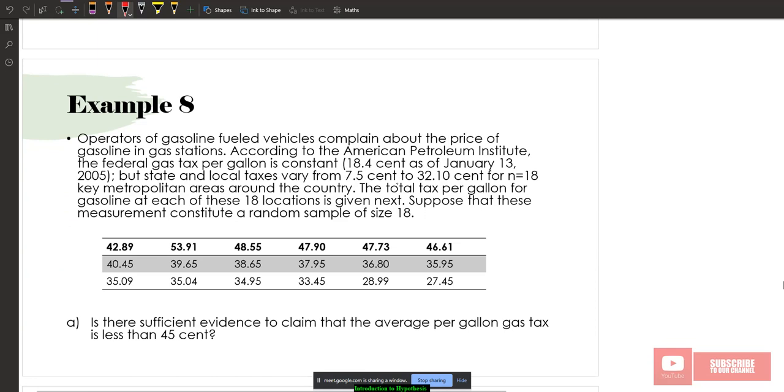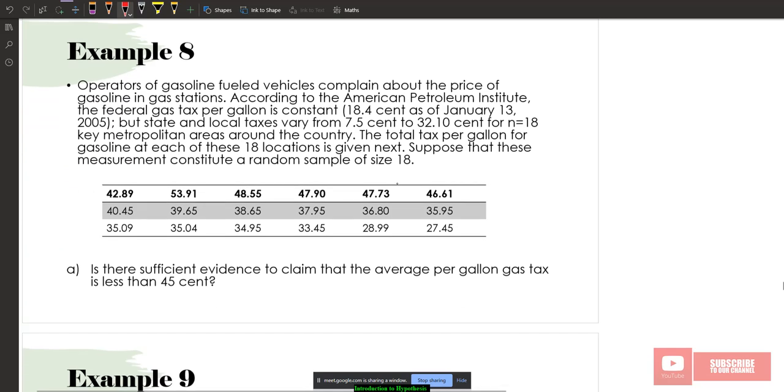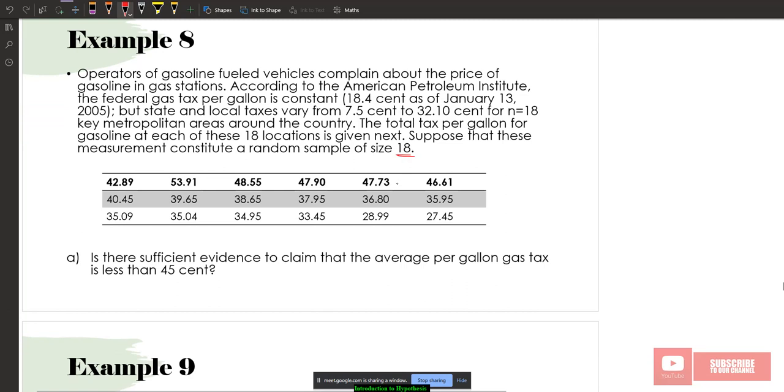For example number 8, here we have 18 observations. The null hypothesis, if we look here, what is the null hypothesis?